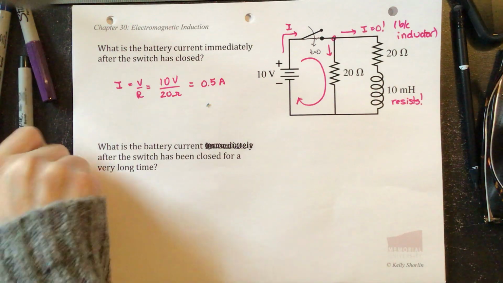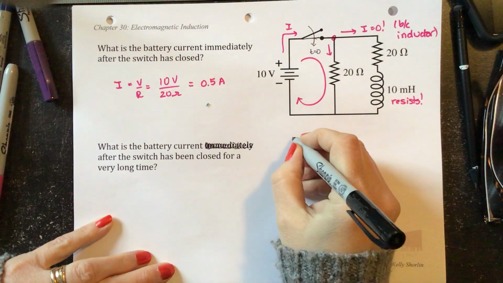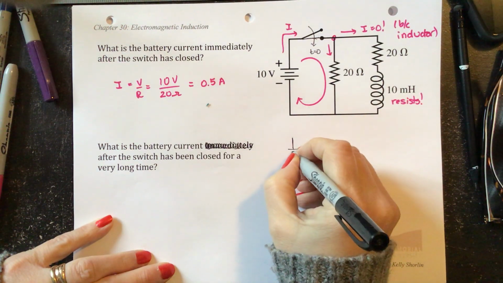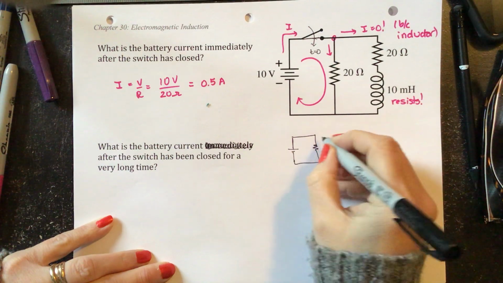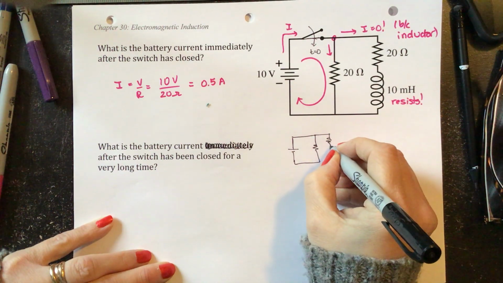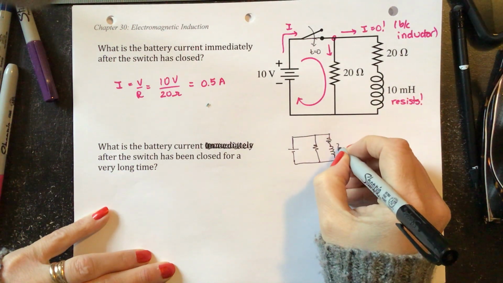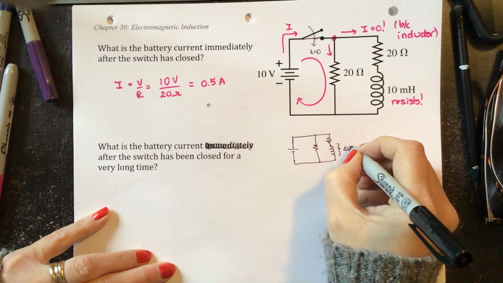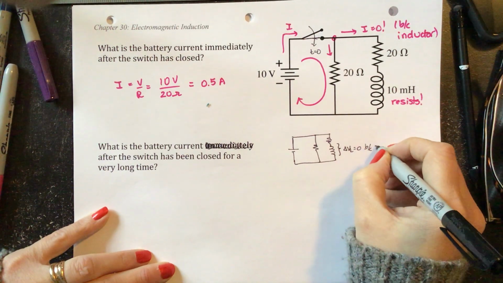Let's redraw our circuit. Let's think about the idea that after a long time, the potential difference is 0. So there's our battery, 20 ohm resistor, 20 ohm resistor, and the inductor. So for our inductor, delta V of the inductor equals 0 because the current is constant.